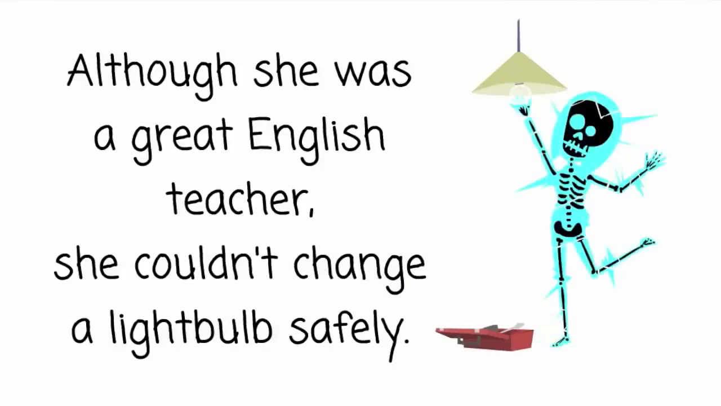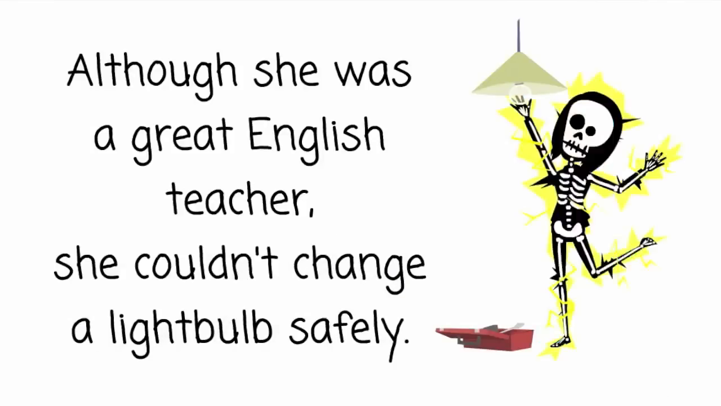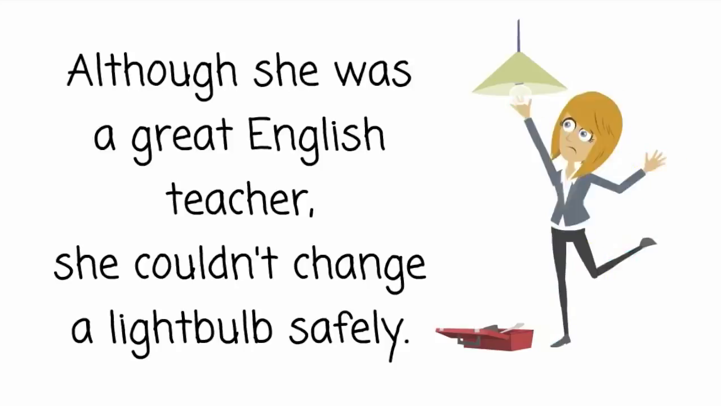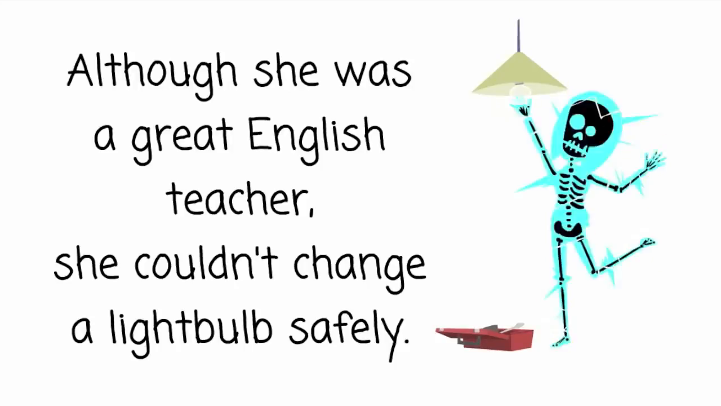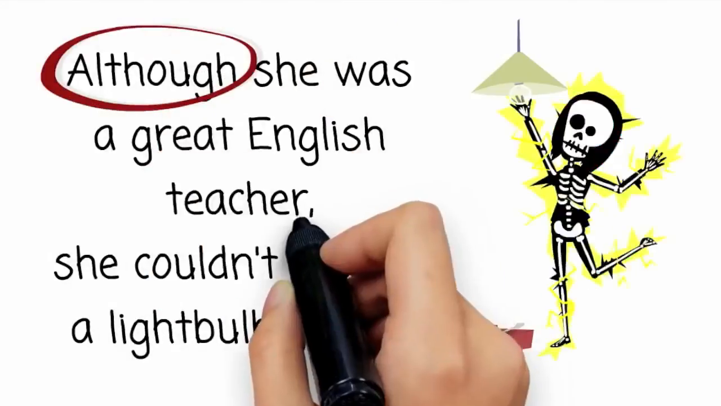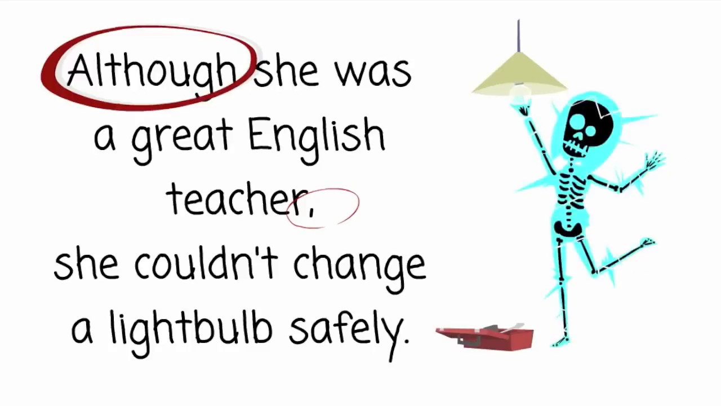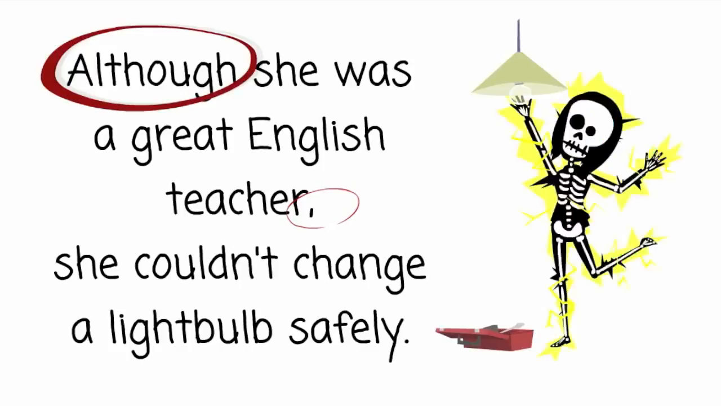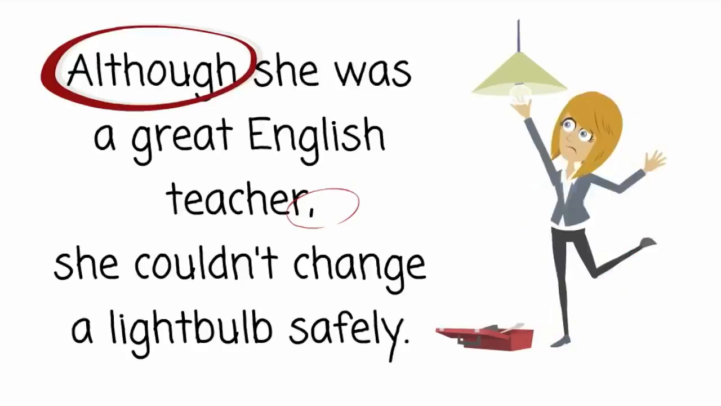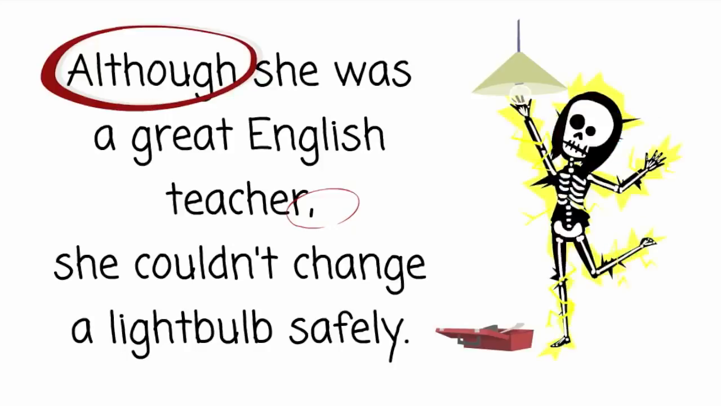So, although she was a great English teacher, she couldn't change a light bulb safely. Now, can you see the difference there? We've linked those 2 sentences, haven't we? They make sense together. And if you look, first of all, we've put although at the beginning, so we've begun with our conjunction, and then we've put a comma in to separate the 2 clauses or 2 parts of that sentence, the 2 different bits of information. So now they make sense and have a really different effect than they did when they were 2 simple sentences.